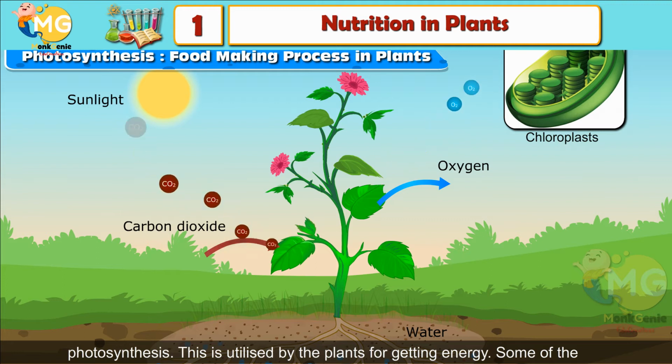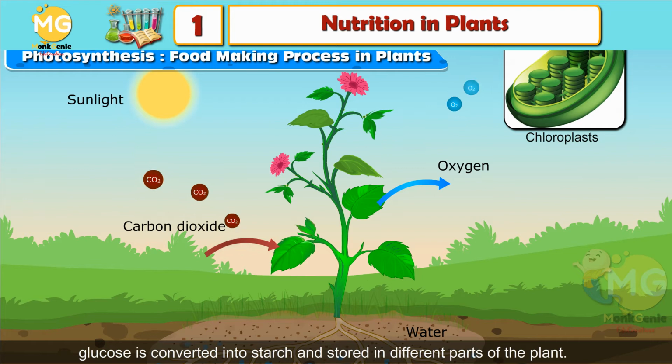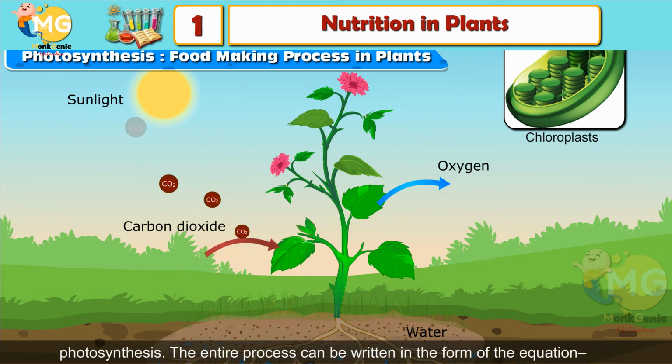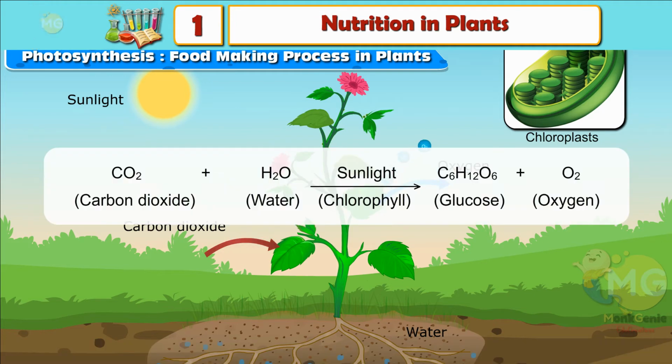Glucose is the immediate product of photosynthesis. This is utilized by the plants for getting energy. Some of the glucose is converted into starch and stored in different parts of the plant. In addition to glucose, oxygen is also released as a byproduct of photosynthesis. The entire process can be written in the form of the equation: carbon dioxide plus water, with sunlight and chlorophyll, will make glucose plus oxygen.